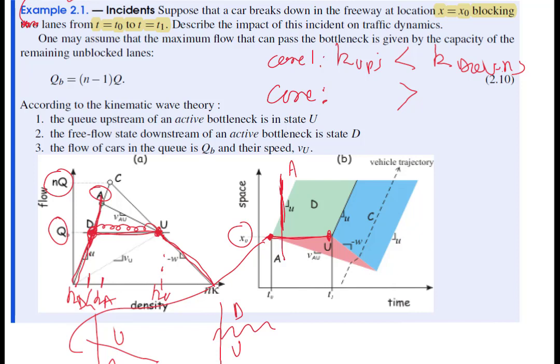So the transition between D and A is going to be the shock solution. So you draw a line and see what the slope is. But in this case, since they're both in the free flow branch, which is linear, the transition is going to be free flow speed U. All right, and then we reach point U right here with time t1. The incident is removed. So now the fundamental diagram goes back to being the triangle.